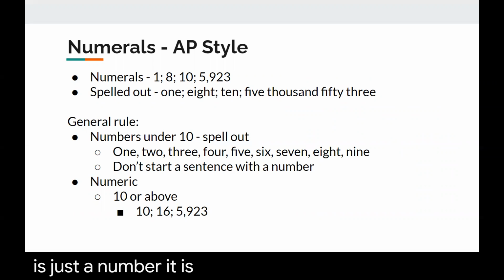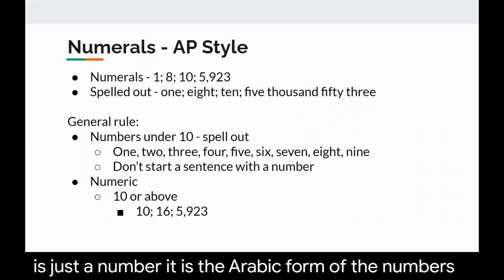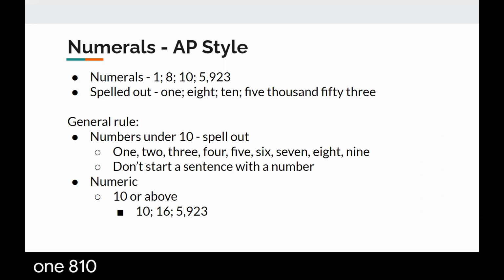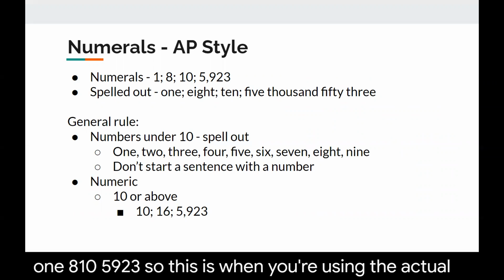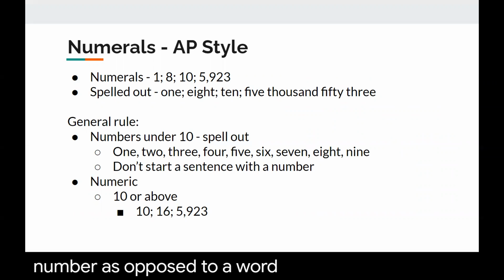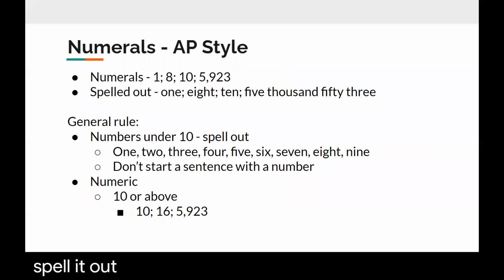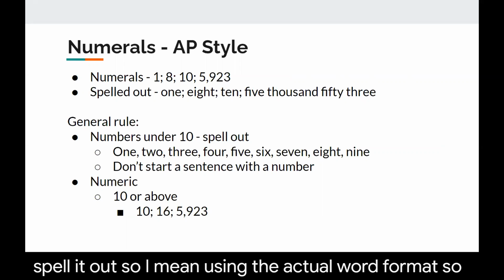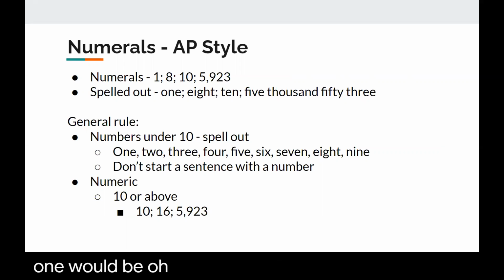It is the Arabic form of the numbers 1, 8, 10, 5,923. So this is when you're using the actual number as opposed to a word. If I'm telling you to spell it out, though, I mean using the actual word format. So 1 would be O-N-E, 8, 10, 5,053, and so on.